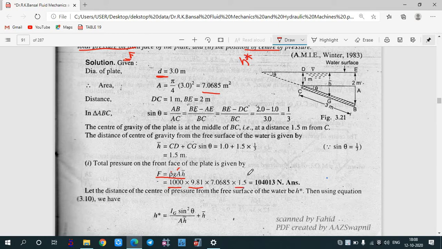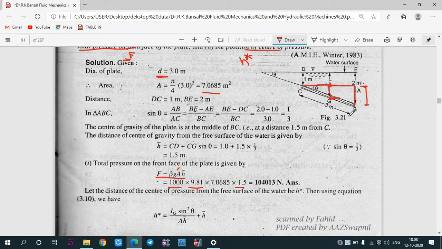This h bar is coming out to be 1.5 meter. So how is this value coming 1.5 meter? That is very important. As you can see in this diagram, there is a triangle forming over here. If we can evaluate this side, then from this height we can evaluate this height also. Based on that we can calculate this height, and by adding 1 meter, the CD, to this side, that will give you the value of h bar.